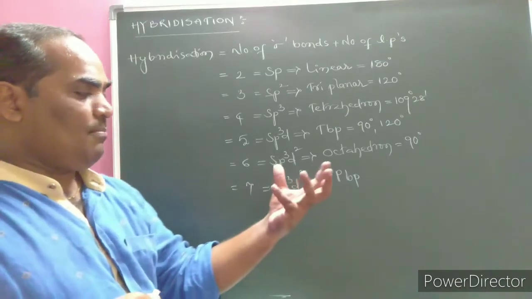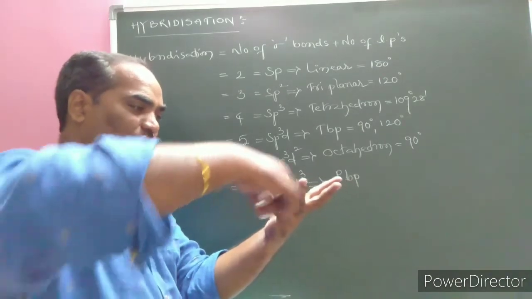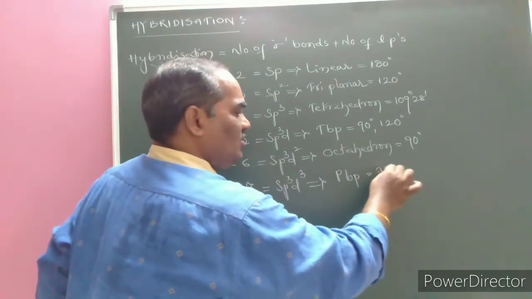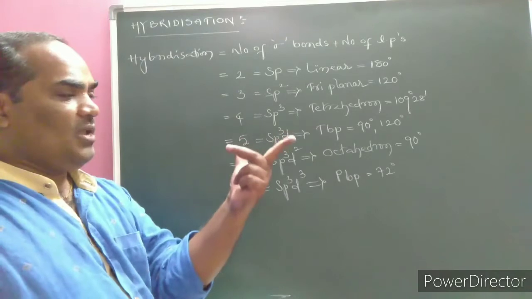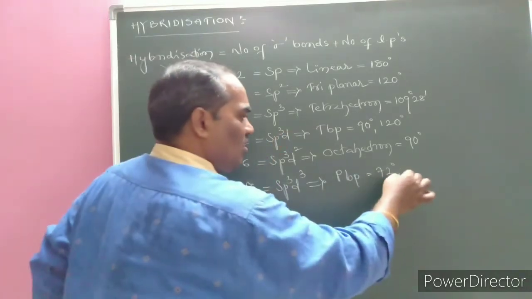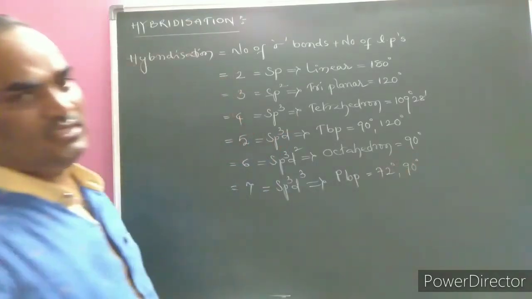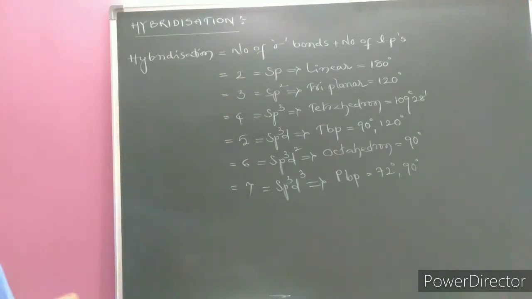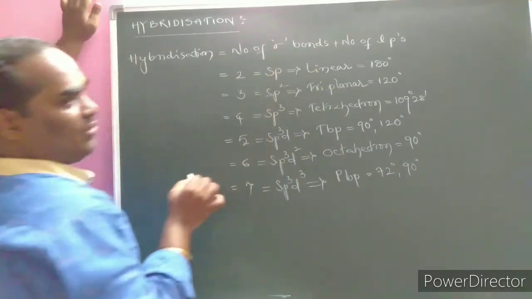Pentagonal bipyramidal: pentagon means five cones are there, which is 360 in total, and 360 by 5 is 72 degrees. In the bipyramid, one is up and another is down, and that bond angle is 90 degrees. Like this, making use of the number of sigma bonds and the number of lone pairs of electrons, one can calculate the hybrid orbitals, the type of hybridization involved, as well as the bond angle. Now, what is the meaning of the sigma bonds being present?